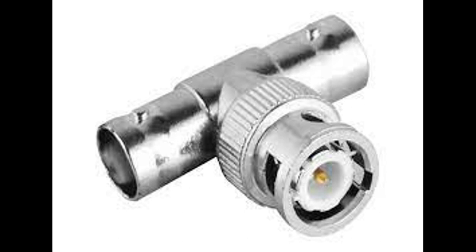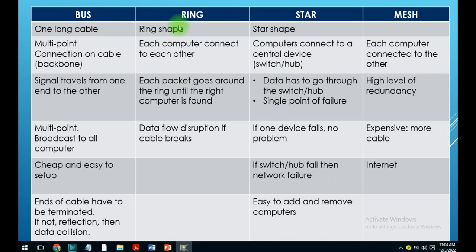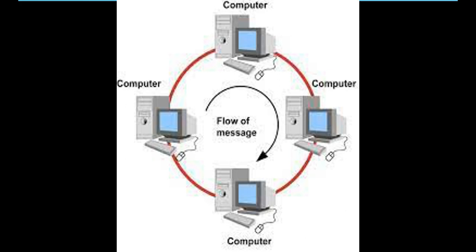Next, for our ring topology, the nodes are arranged in the shape of a ring. So the name of the topology essentially describes the shape of the topology. In the ring topology, the nodes are arranged in the form of a ring, so it is circular in shape, and each computer is connected to the other.